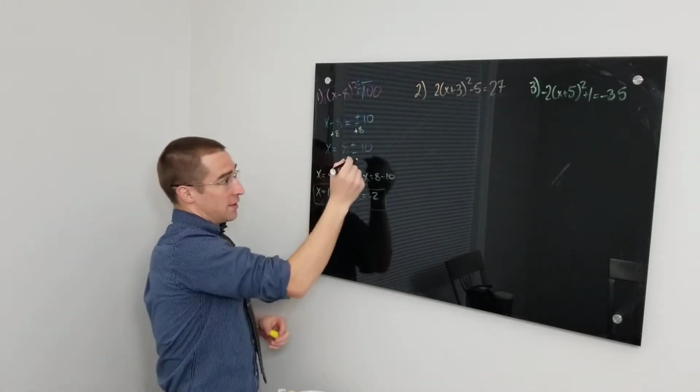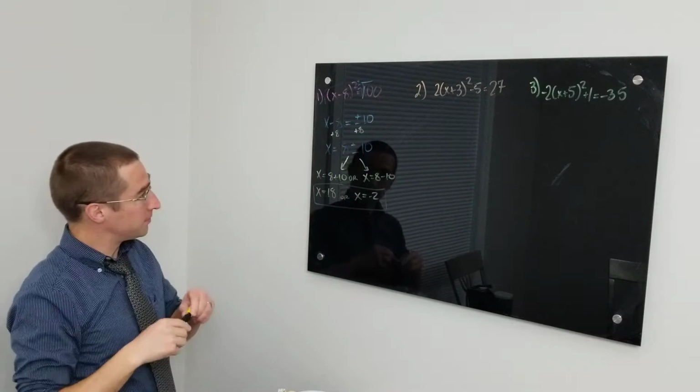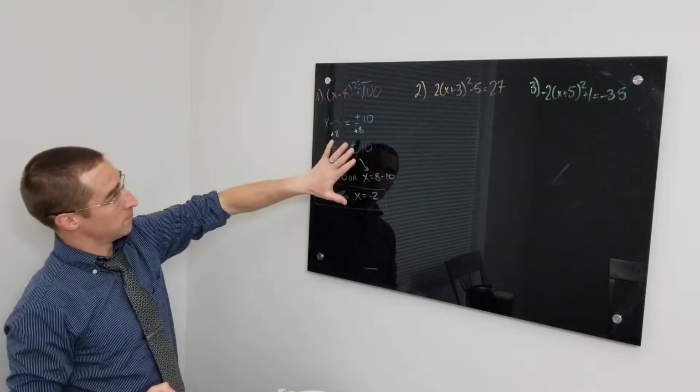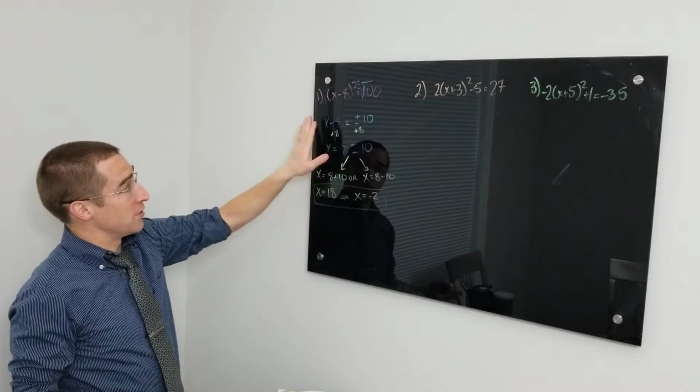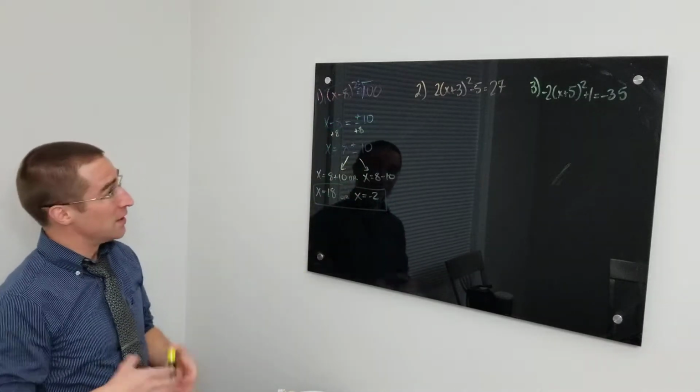All right, so the plus here, the minus there. So we still get two answers. In order to find those two answers, we got one more step in the middle. All right, let's jump to the next problem.